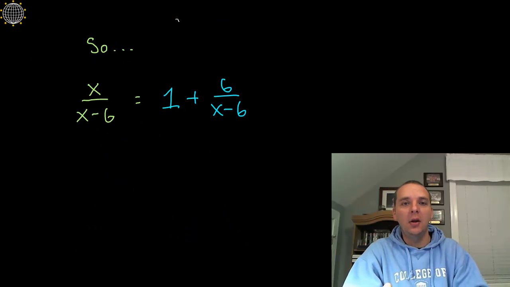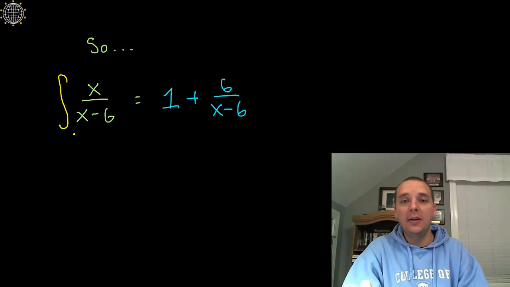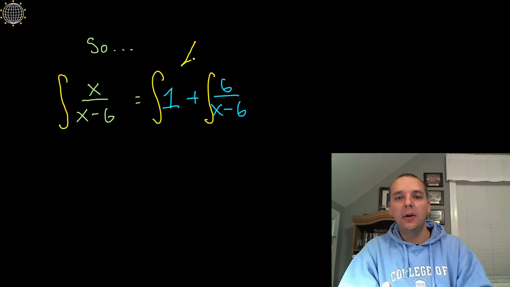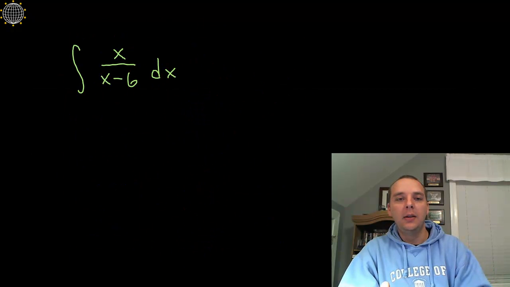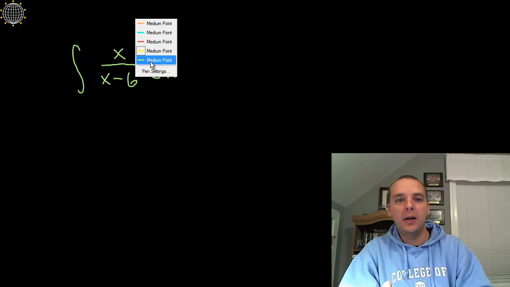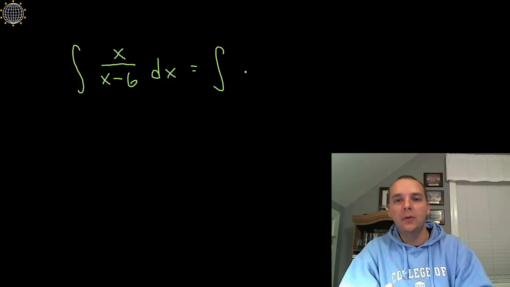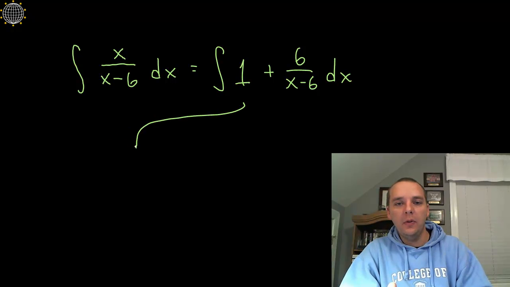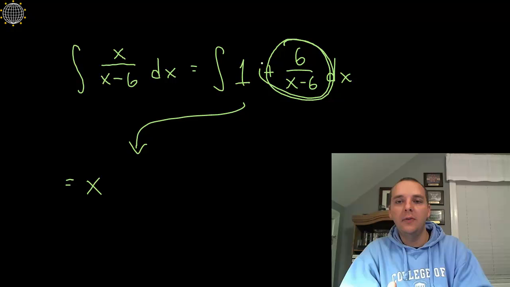Now, why do I care? Well, if you're trying to integrate this guy, and it's very difficult, would it not be a lot easier to integrate the number 1? Oh, much so. And integrate this guy, which is clearly a log rule. Yes, I would much prefer to integrate this over here. And so that's why we use long division. All right, so if we come back up here, then the integral of x over x minus 6 would be the same as the integral of 1 plus 6 over x minus 6 after long division, which will be, the integral of 1 is x. And this guy right here is a straightforward log rule.